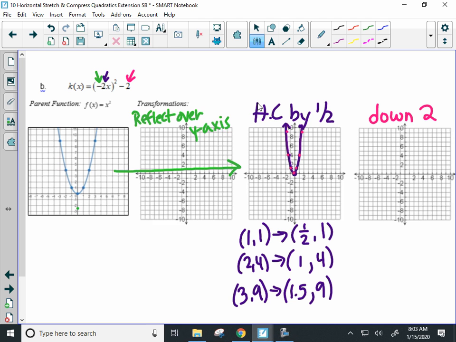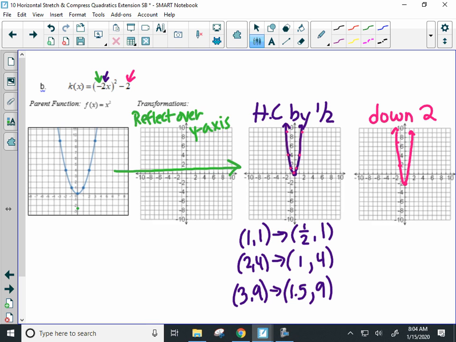All right, lastly, move all those points down 2. So the origin will go down to (0, -2). We'll have (1/2, -1). Then (1, 4) will go down to (1, 2). And (1.5, 7). There you go. And that's the whole graph.